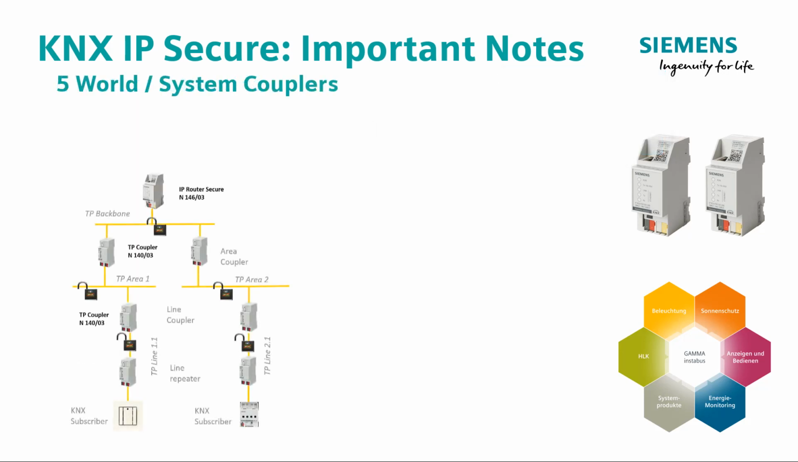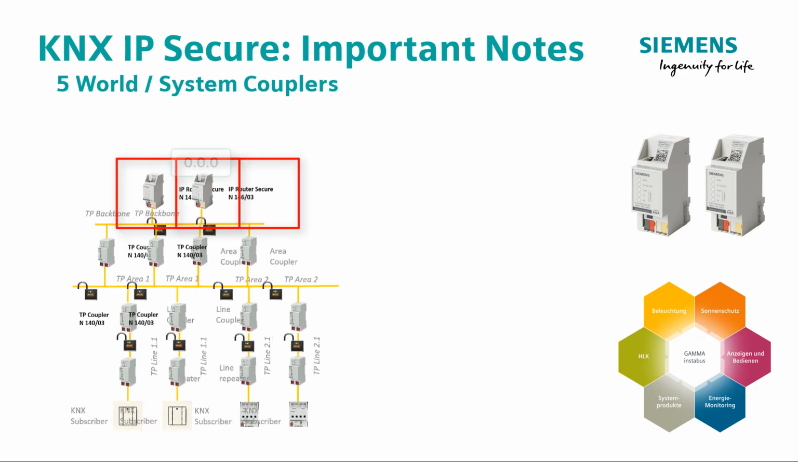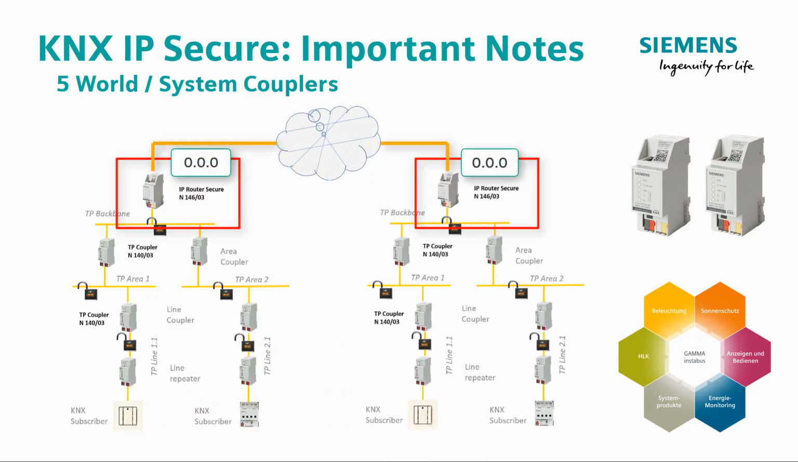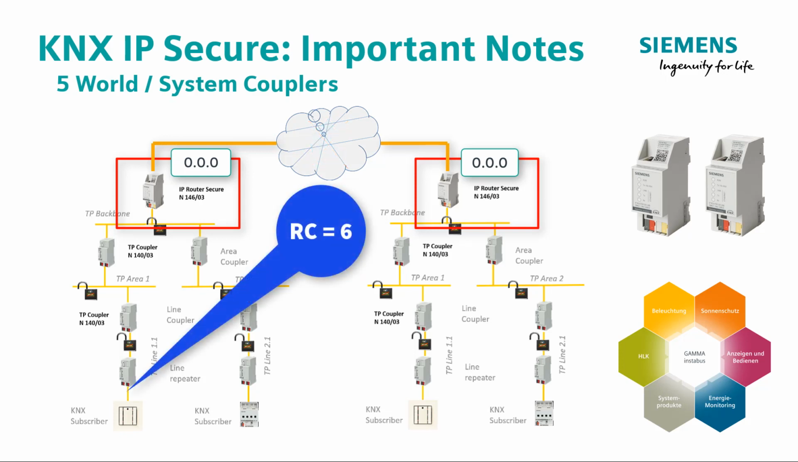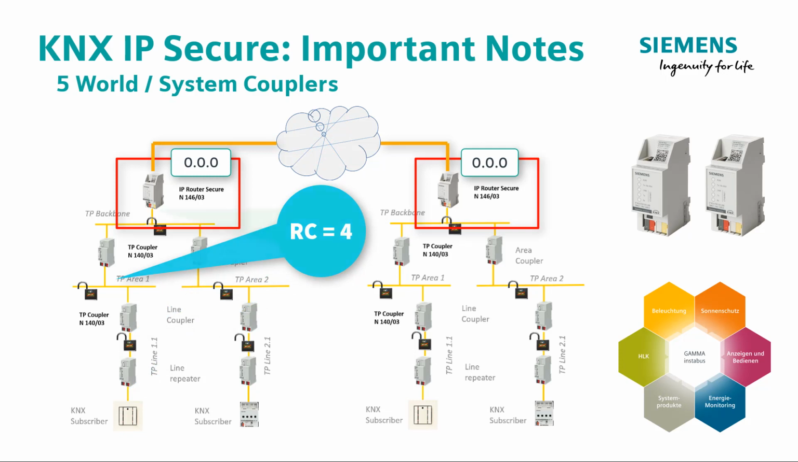5. Operation as world or system coupler. When used as a world coupler or system coupler, physical address 0.0.0, there are 3 things to consider. 1. Secure communication as a system coupler is not possible. 2. With full expansion of the KNX network, it may no longer be possible to reach all LAN segments, since the routing counter is maximum 6. 3. Communication between world couplers also takes place via routing.